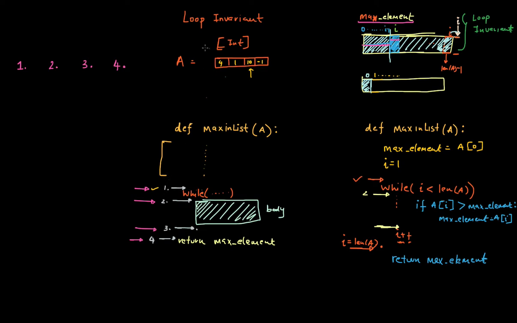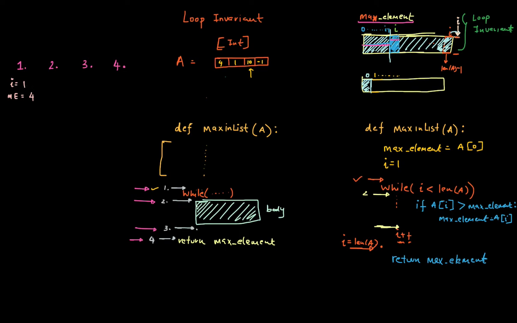So at point one, what's I? I've got my I equals 1. I've got my max element, let's just use ME for short. Max element is equal to whatever is A of 0. What is A of 0? A of 0 is 4. Okay. What does I actually point at?